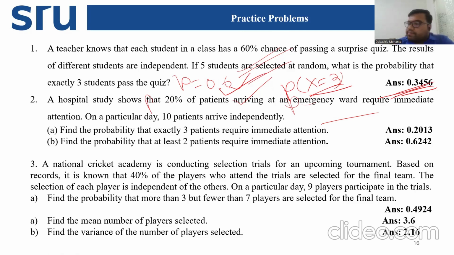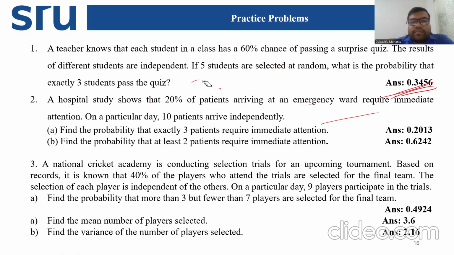Here you can see the answer, 0.3456. Okay, students. Next, 20% of the patients arriving at an emergency ward require immediate attention on a particular day. Ten patients arrive independently. So 20% of patients arriving at the emergency ward require immediate attention. Now we can calculate that. What is that p value? 0.2, right? 0.2 is the p value.